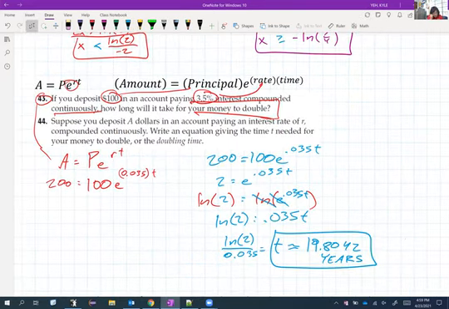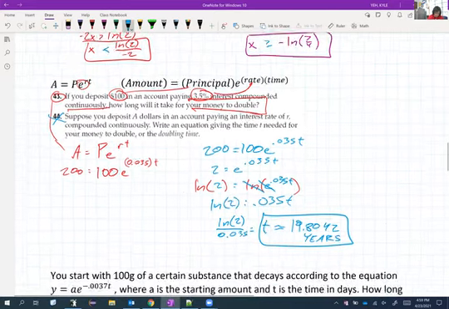So again, a nice problem here. We're not going to work 44 on screen, but you can look at it if you're interested. A nice problem here showing e and ln in the real world, how we can solve equations with them. One more.